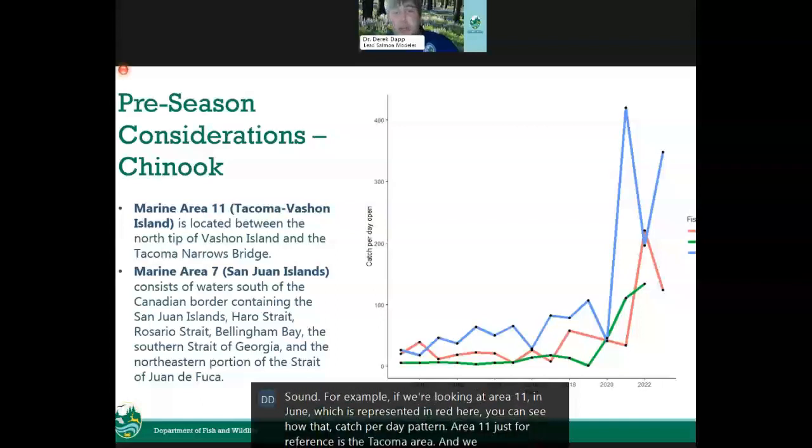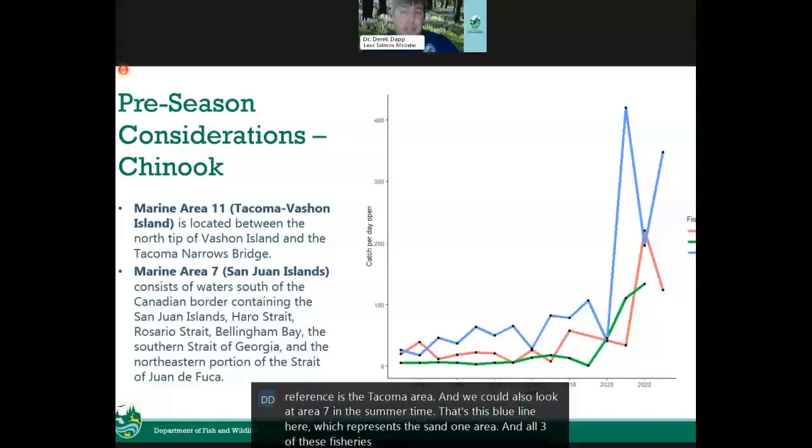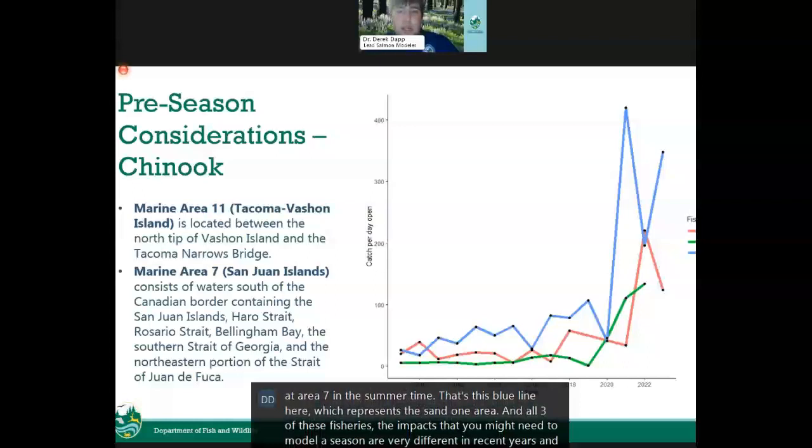And we could also look at Area 7 in the summertime. That's this blue line here, which represents the San Juan area. In all three of these fisheries, the impacts that you might need to model a season are very different in recent years than we've seen historically.